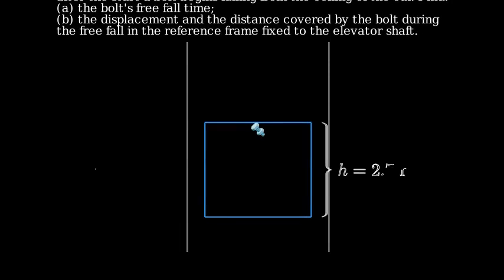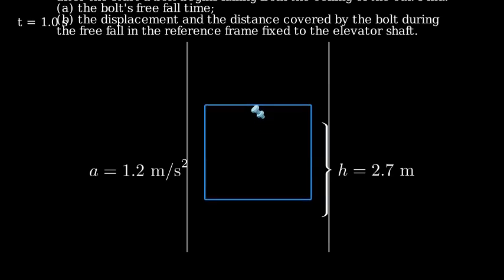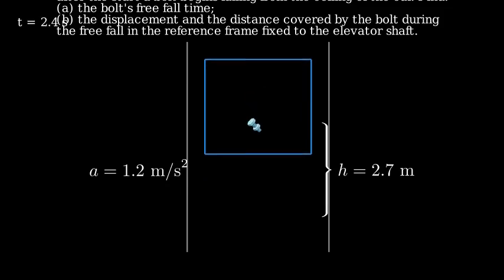We have an elevator with a floor-to-ceiling distance of 2.7 meters. The elevator is accelerating upward at 1.2 meters per second squared. Initially, both the bolt and the elevator start from rest. At t equals 0, the elevator begins accelerating upward. After 2 seconds, when the elevator has already gained some velocity, the bolt begins falling from the ceiling.